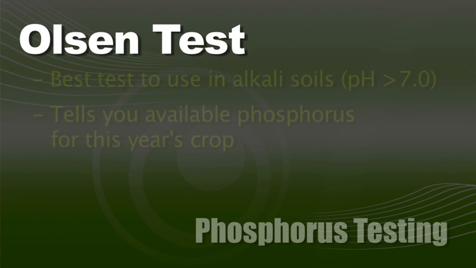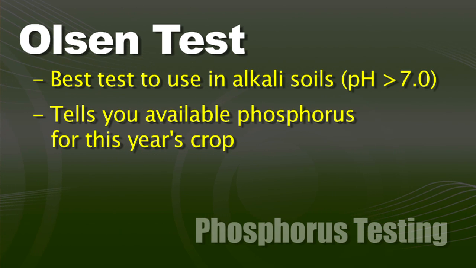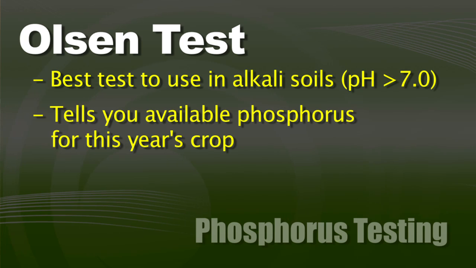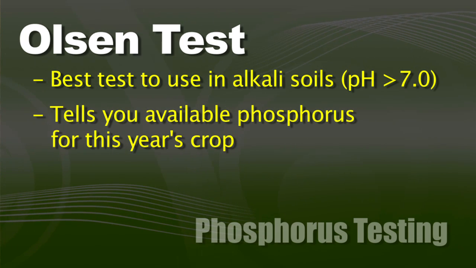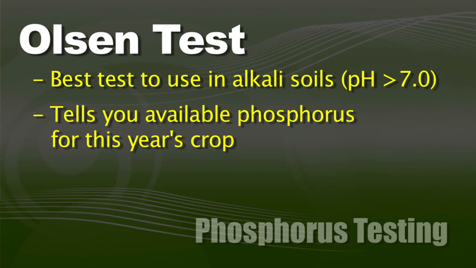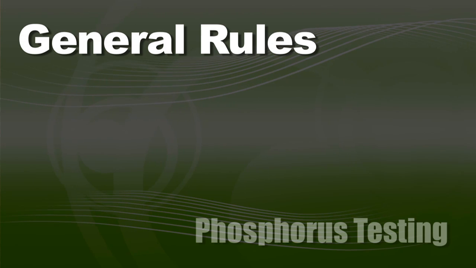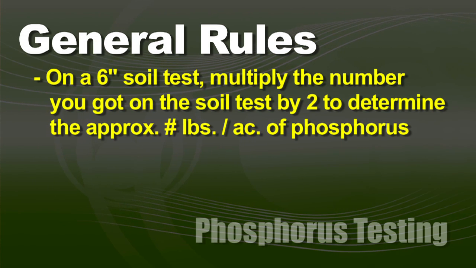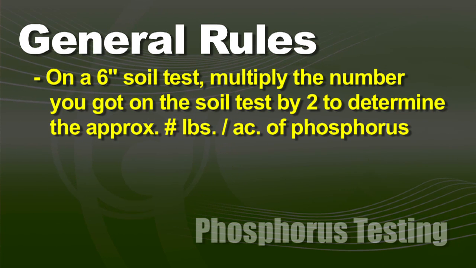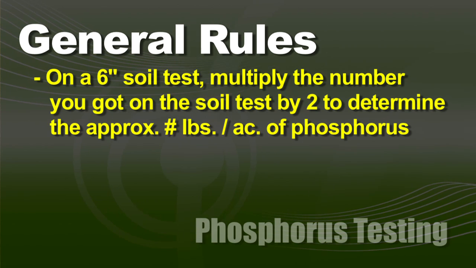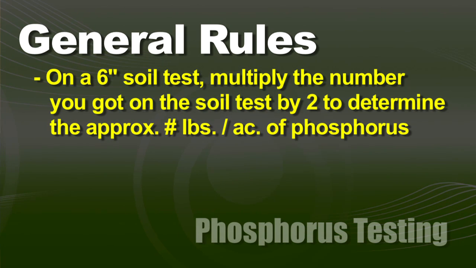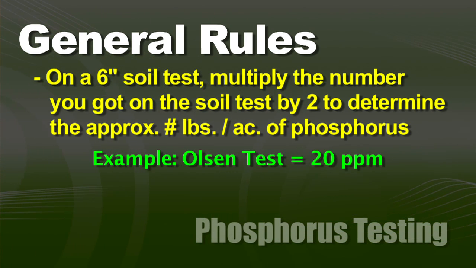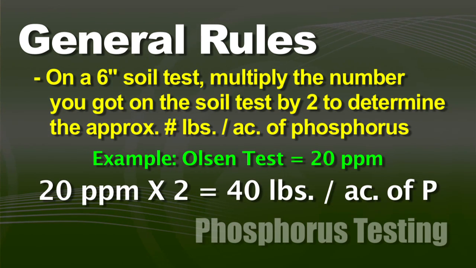With the Olsen test, we find that to be more accurate in pHs 7.0 and above. So if you have a higher soil pH, we like the Olsen test, and that Olsen test is going to tell you available phosphorus for this year's crop. Okay, then as a general rule, if you have a 6-inch soil test, you can basically just multiply that number you got times 2 to tell you approximate pounds per acre. So if your Olsen test, for example, says you have 20 parts per million available, you have about 40 pounds per acre available.